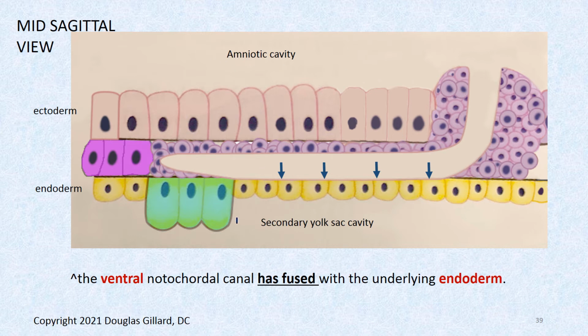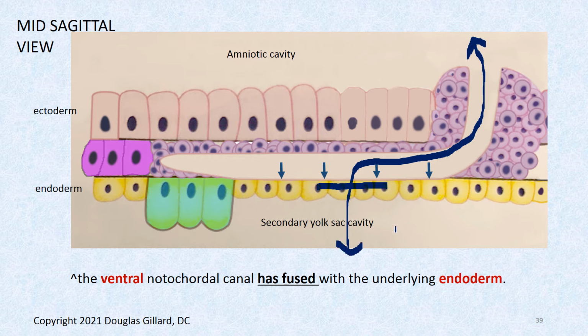This is the secondary yolk sac here, or you could say it's the secondary yolk sac cavity. So this has juice in it. This has juice in it. And we're going to erode some of these cells away, and we're going to form an open cavity, an open communication between the amniotic cavity and secondary yolk sac. And we're going to let these two juices mix together.